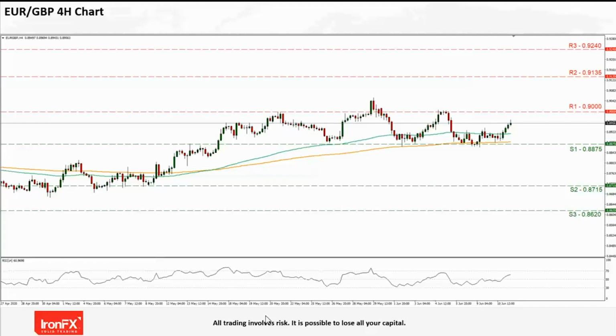The RSI indicator below our chart signifies the pair moving in a sideways motion with some bullish tendencies, as it is currently running on the 60 level.